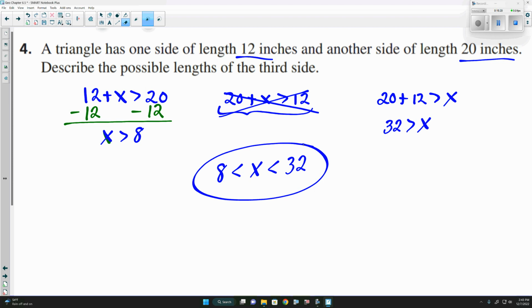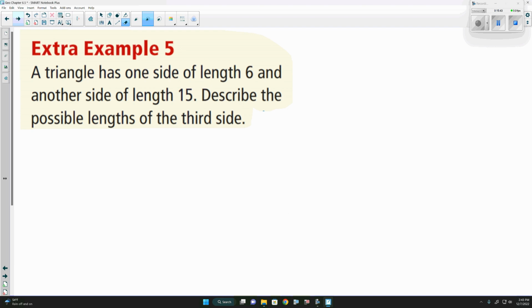Questions on this here? Yep. Because any of these side lengths between 8 and 32 would work. So if the side length was 24, it would work. But that's it. Questions on this here? Well, let's look at one more.